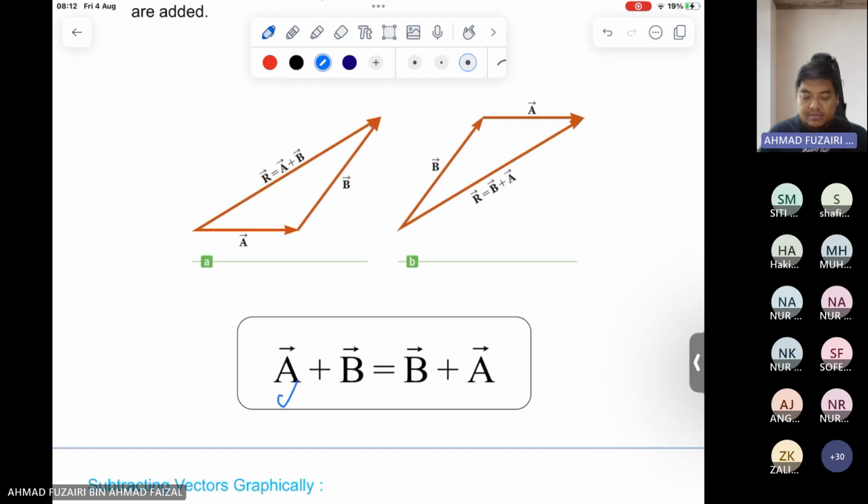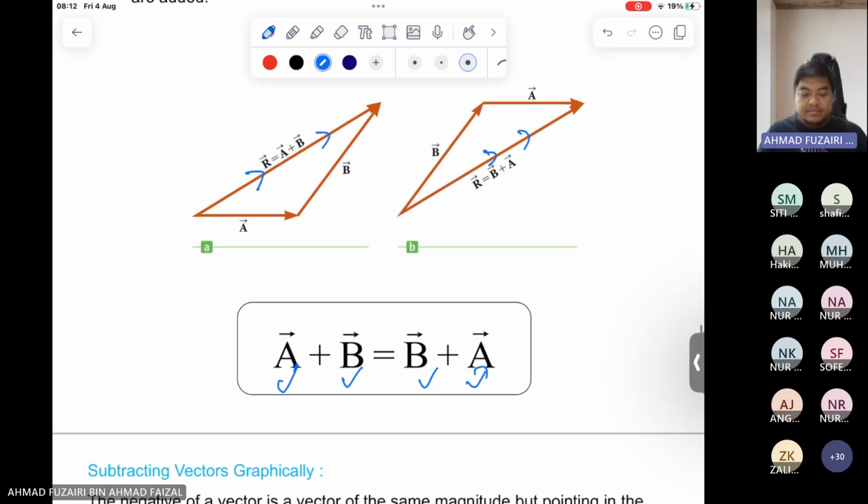Vector A plus vector B will be equal to vector B plus vector A. If we use the tip to tail method, for A plus B, at the end of vector A we draw vector B, and vice versa, for B plus A, at the end of vector B we add vector A. And you see, we get the same resultant vector. That means the length and the direction of the resultant vector will be the same. It cannot be different.